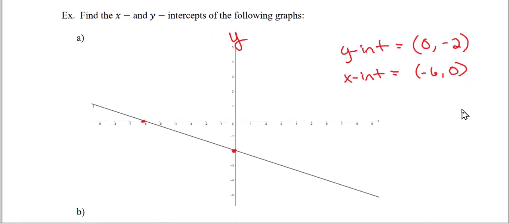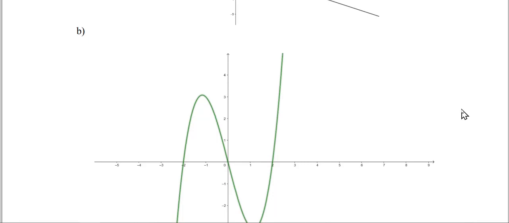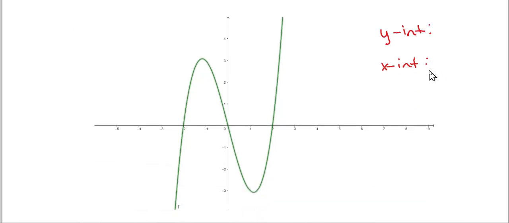Let's look at this next graph here. Y-intercept, x-intercept, we want to know. Y-intercept, where does it cross the y-axis? That's this axis. Well, that function crosses right here. That appears to be at the origin, 0, 0.